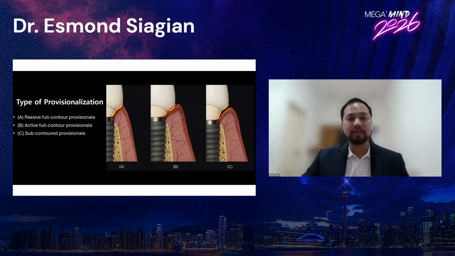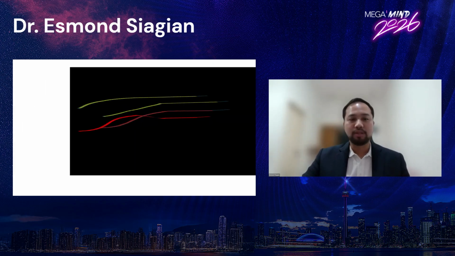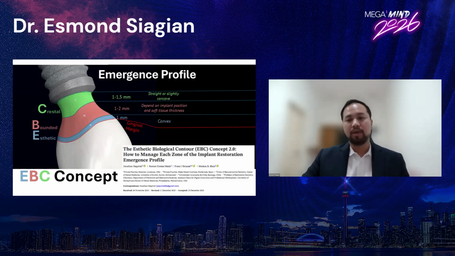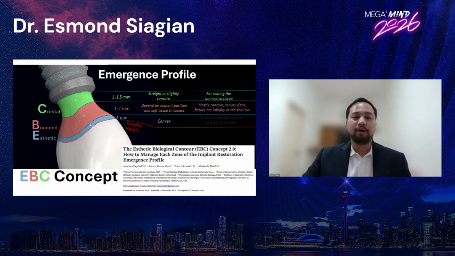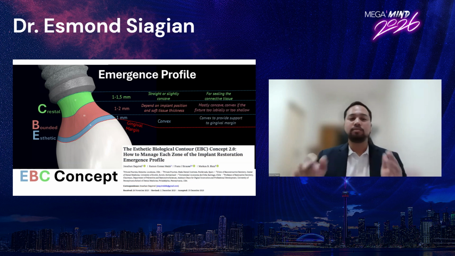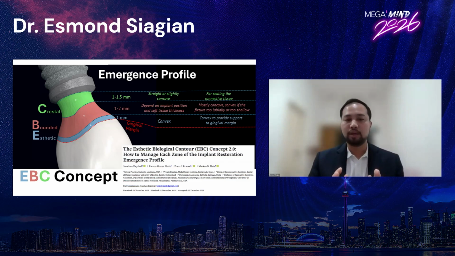To better understand this, and I believe many of the doctors before me already discussed it, it is about the EBC concept. Just this year, Dr. Ramon Gomez Meda and Dr. Jonathan Esquivel published a new concept, the 2.0 concept about the EBC concept. From that, we understand that we must have three zones: the crestal, bounded, and aesthetic. But to make it simple, the crestal must be as straight as possible, the bounded should be as concave as possible, and the aesthetic should be as convex as possible.